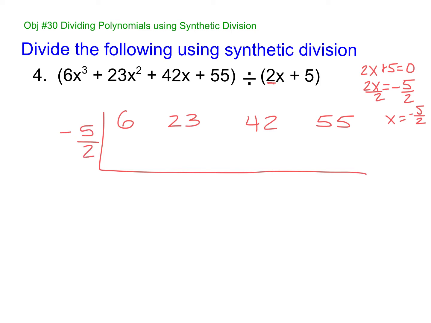Remember, when you multiply by a fraction, you multiply the top and combine down, right? So here's how I'm going to do it. Bring my 6 down. If you have trouble, on the side, negative 5 over 2 times 6 is negative 30 over 2. The 5 and the 6 multiply, and then the bottom ends up dividing. So we get negative 15.